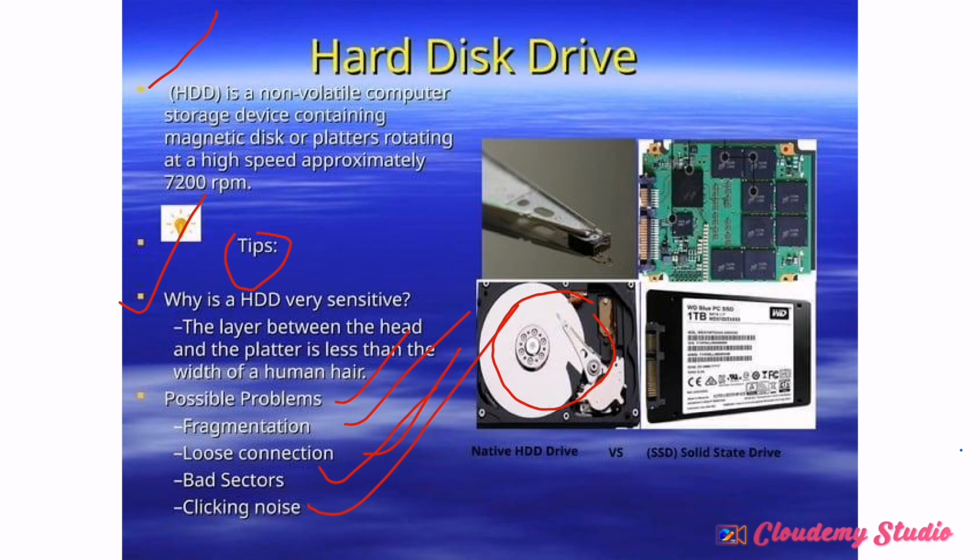For instance, some of you may come across a hard disk or hard drive where, when it is loading or about to load or process, there's a sound from the disk because it is rotating. So if you don't keep this hard drive safe, these are the possible problems: loose connection, bad sectors, then clicking noise. So make sure you keep the hard drive safe.